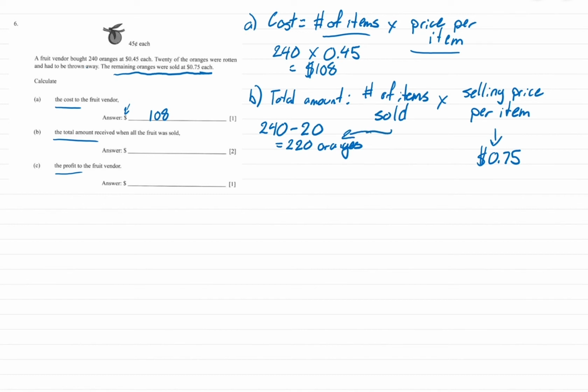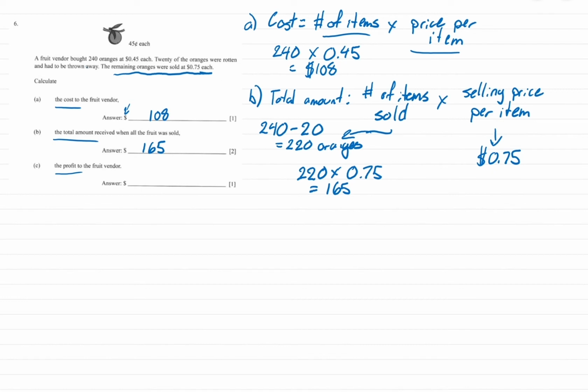So if we want to calculate the total amount that we received after selling all of this fruit, we'll just calculate 220 multiplied by 75 cents. That's going to be 220 multiplied by 0.75. If you punch that into your calculator, you should get 165. So that means we made $165 off of oranges.